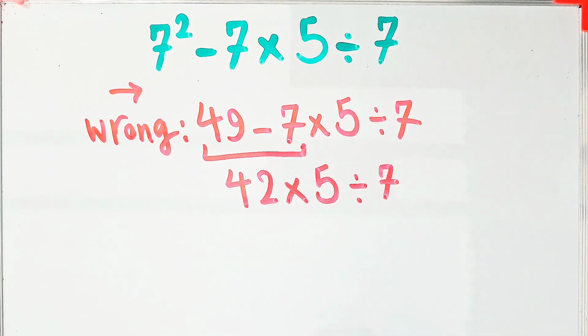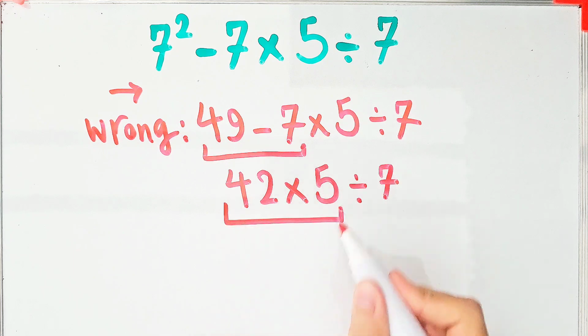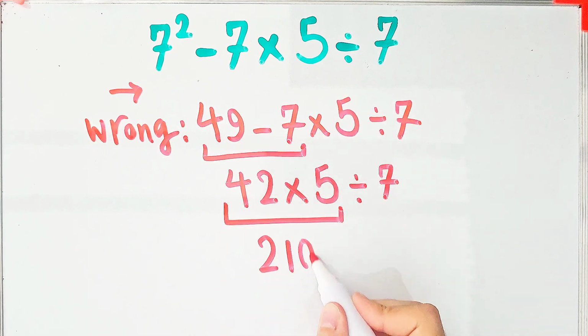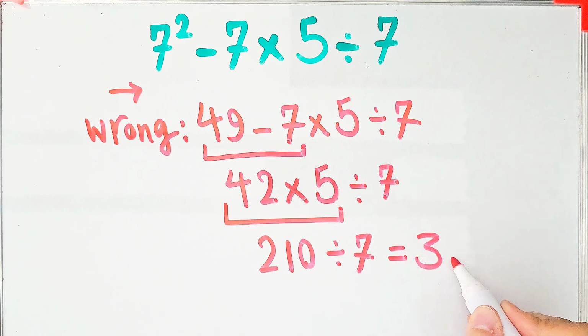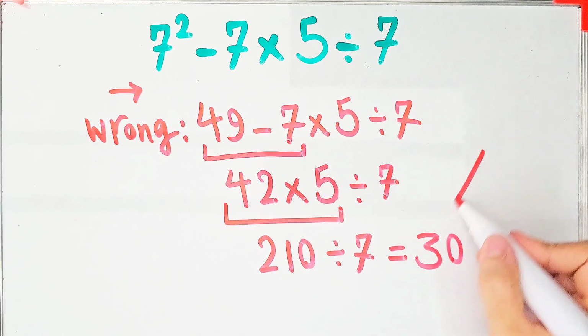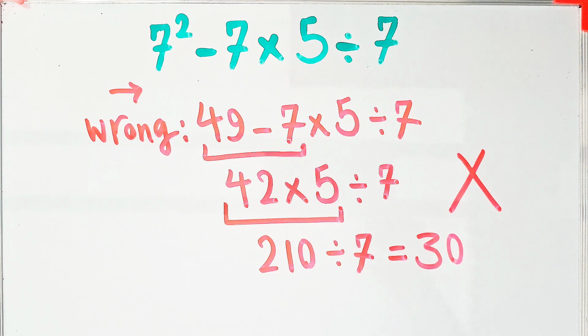42 times 5, then divided by 7. 42 times 5 equals 210. And 210 divided by 7 equals 30. But this answer is definitely wrong. Let's solve it step by step together.